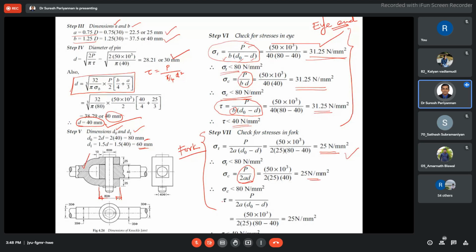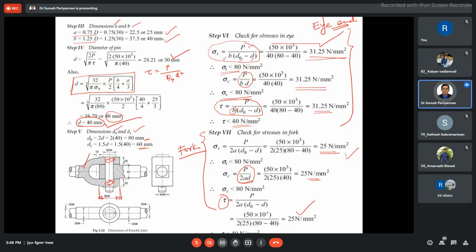Finally, the shearing failure of the fork. Here, this is a double shear. This is shearing failure in this region. Then P by 2A into D0 minus D, then 25 Newton per mm square. All are less than our permissible limit.